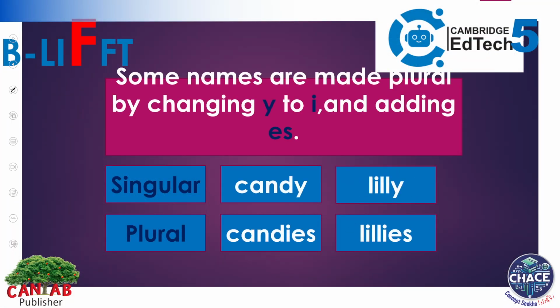And in this case, if the word ends with y, you have to replace the y with ies. So the singular noun is candy and the plural noun is candies. Same goes with the lily. The word ends with the letter y. We have to replace it with ies to make it plural.